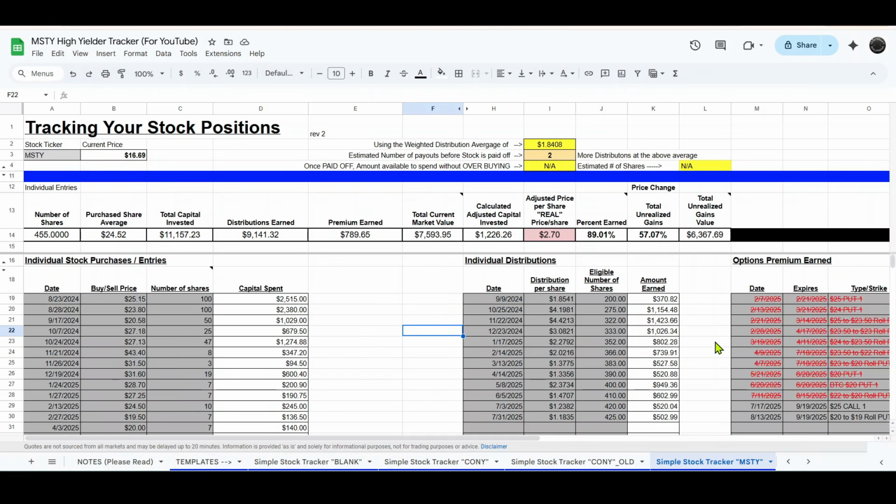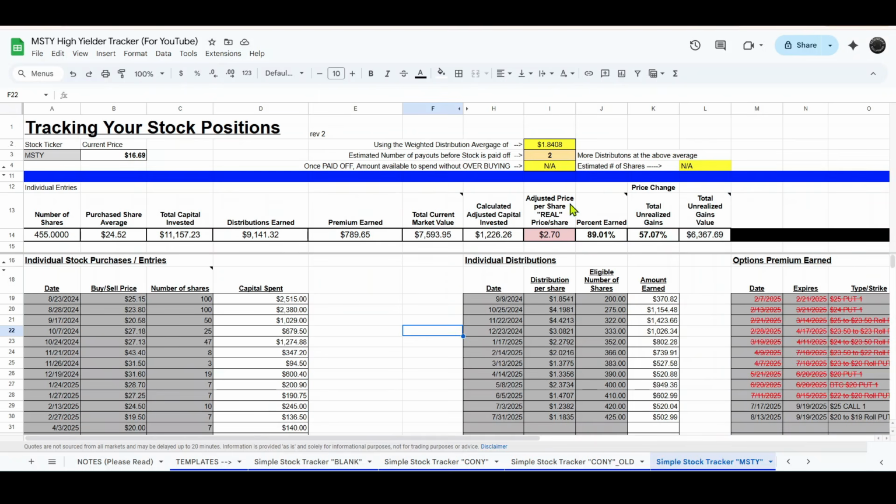The gray areas are really the only fields that you have to fill in. Everything else is calculated for you. So you'll enter in your ticker symbol, you'll enter in all your purchases, if it pays out a distribution or a dividend, and if you are earning any premium by selling options, then you can enter that there as well. It'll calculate and track the number of shares, your purchase share price average. It will keep track of your distributions or dividends, and then it will also calculate your real price per share, which is your adjusted price per share, right?